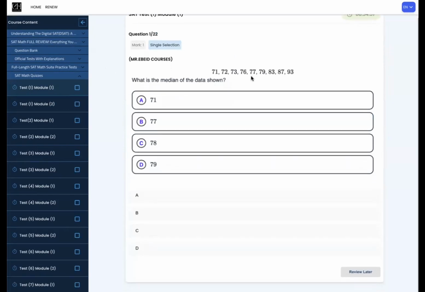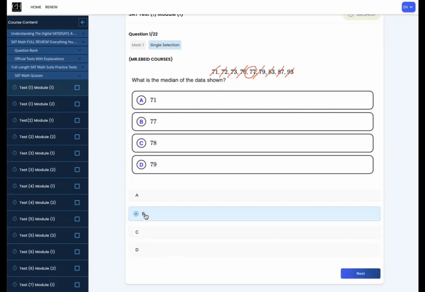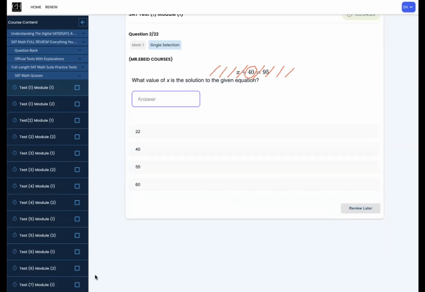Question one. What is the median of the data shown? You know what the median is. The median is the middle number after arranging them in an ascending or descending order. The values are arranged, so you will just cross 1, 2, 3 from the left and 1, 2, 3 from the right, 1 with 1. So the middle number is 77. It means the correct answer is B. Next question.